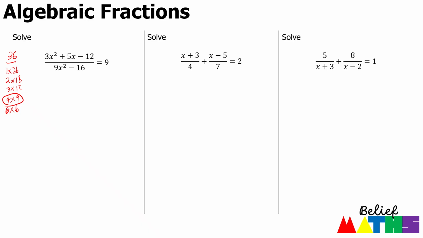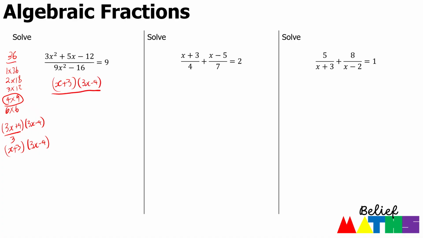So then I like to do that on the side, so it just keeps your work nice and tidy. So you get 3x plus 9 and 3x minus 4. And then dividing by 3 gives you x plus 3 and 3x minus 4. So the top of my fraction gives me x plus 3 and 3x minus 4.